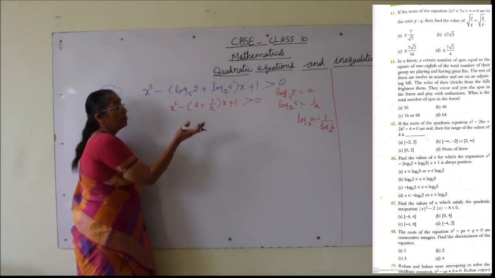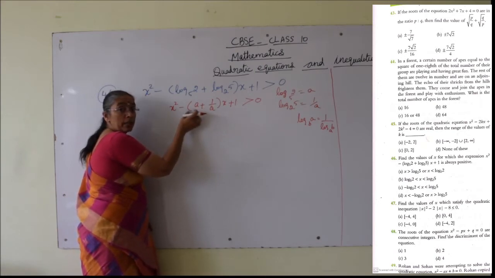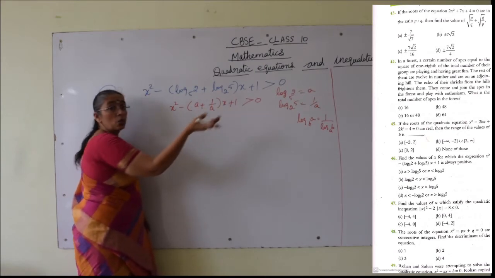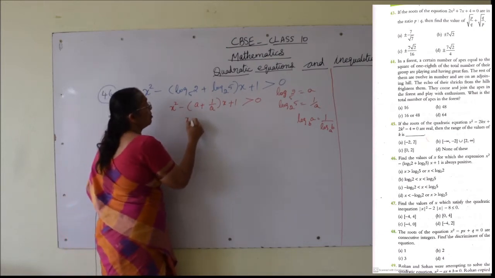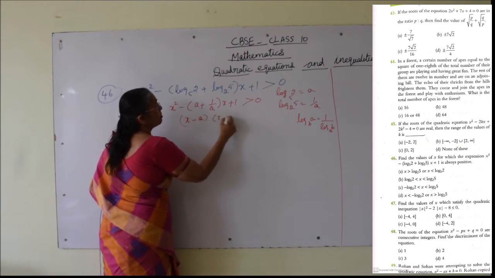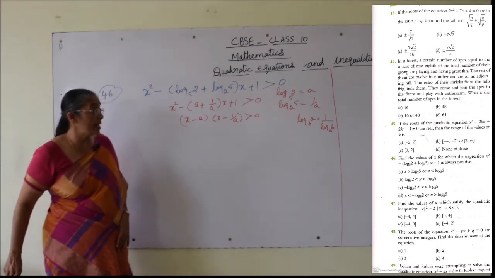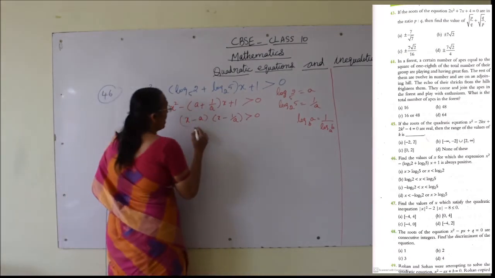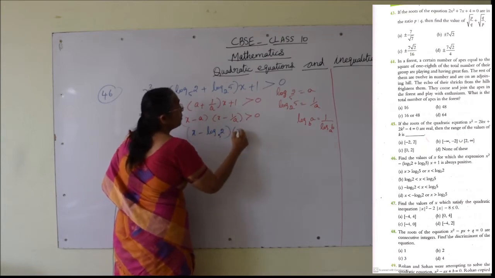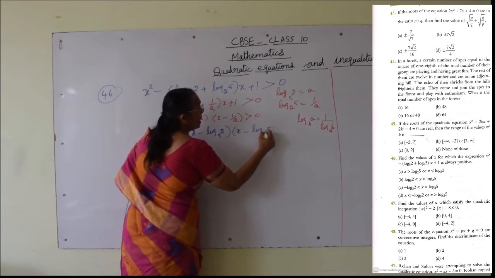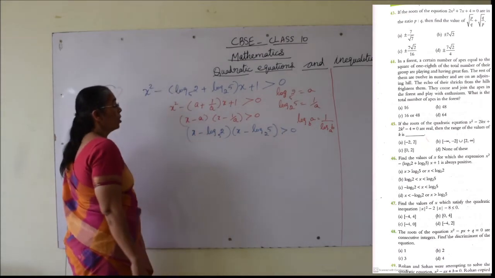Now see factorization. You can easily say a plus 1 by a is the sum of the roots and the product is 1. So, obviously a and 1 by a are the roots. So, the factorized form is x minus a of x minus 1 by a is greater than 0. Right? Now, what is a we assumed? Log 2 base 5. So, x minus log 2 base 5 of x minus log 5 base 2 greater than 0. Okay. So, how to find it now?